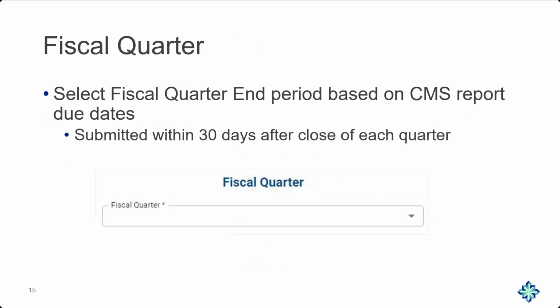The next step is to select the fiscal quarter end period based on the CMS credit balance report due dates. If a credit balance is identified and due in a certain quarter, CMS requires the report to be submitted within 30 days following the close of that calendar quarter.